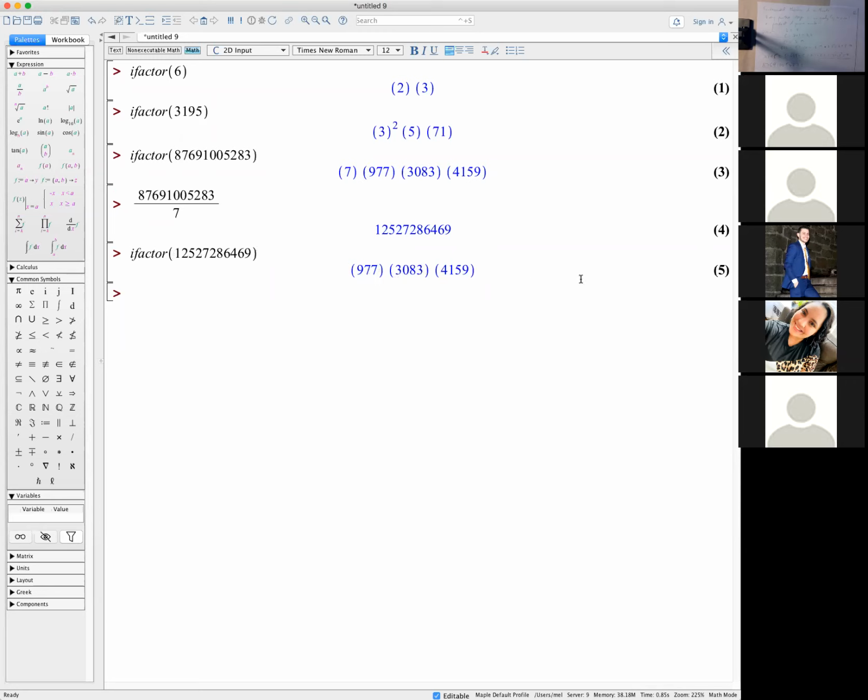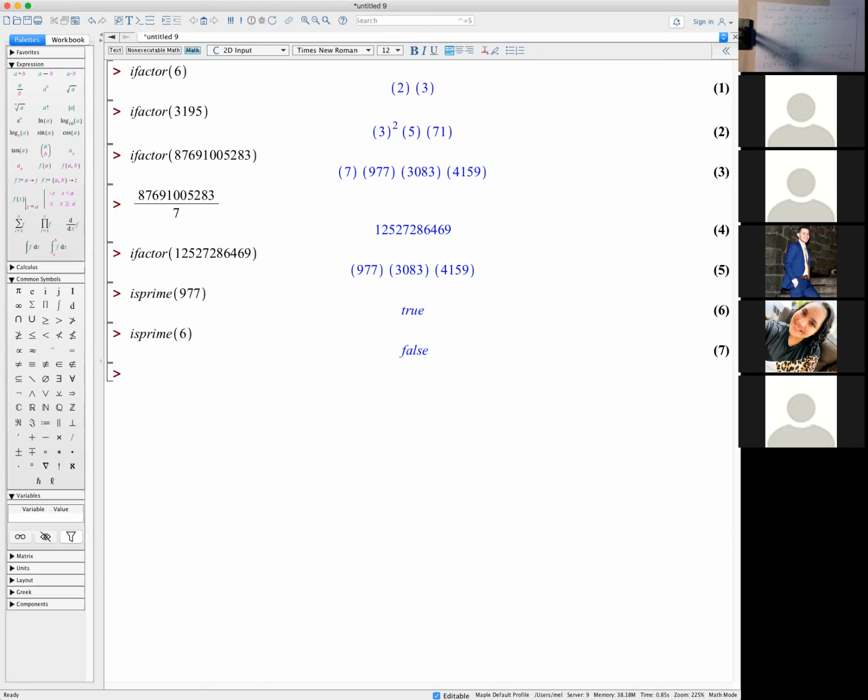There actually is another very useful function in Maple called isPrime. You put in a number like 977, and it tells you whether this statement is true or false. 977 is prime, true. Let's take a number we know is not prime, like 6. 6 is prime, false. Wow, that's pretty cool.